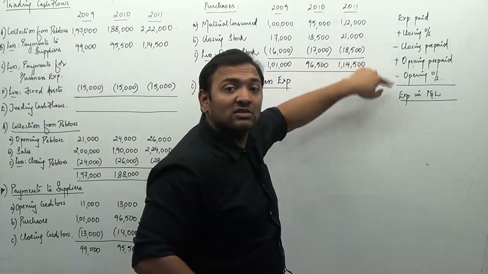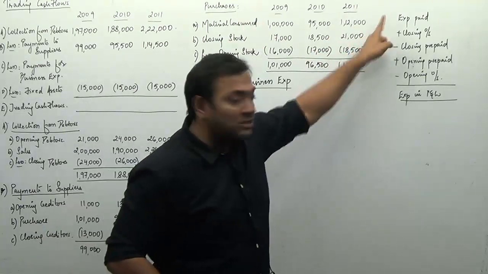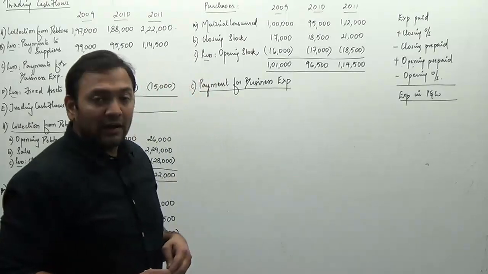Minus opening outstanding. It was last year's payable. It will be paid in the current year. That means it is included in the expenses paid, so I am deducting it because it is an expenditure of last year. That will give me expense in PNL.